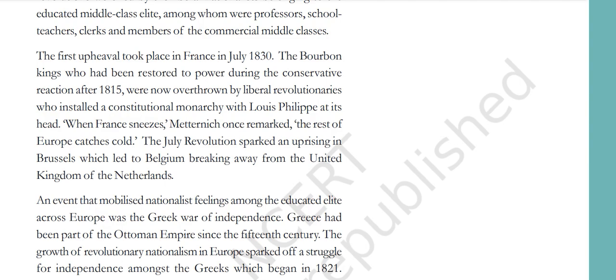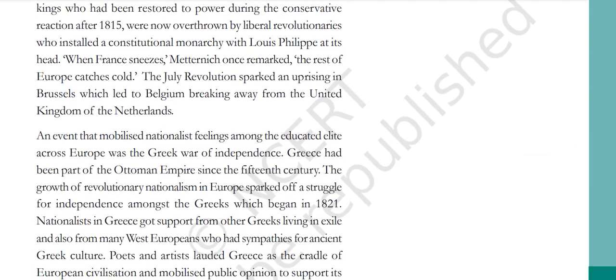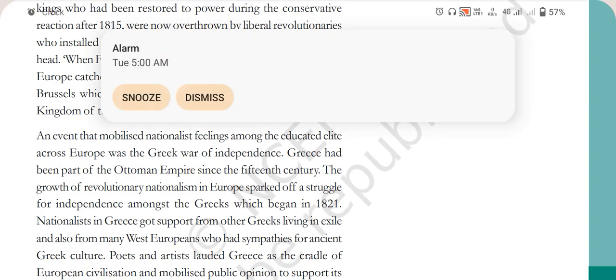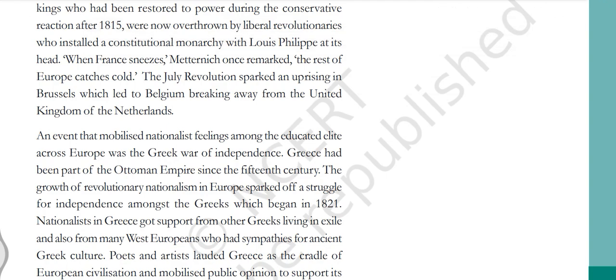The July Revolution sparked an uprising in Brussels which led to Belgium breaking away from the United Kingdom of the Netherlands. An event that mobilized nationalist feelings among the educated elite across Europe was the Greek War of Independence. Greece had been a part of the Ottoman Empire since the 15th century. The growth of revolutionary nationalism in Europe sparked off a struggle for independence amongst the Greeks, which began in 1821.